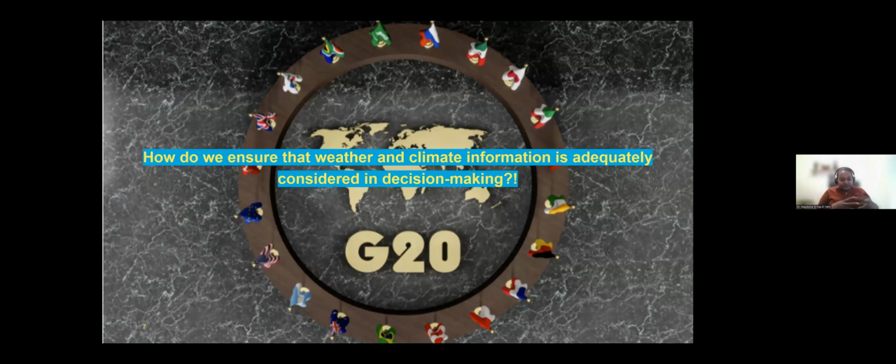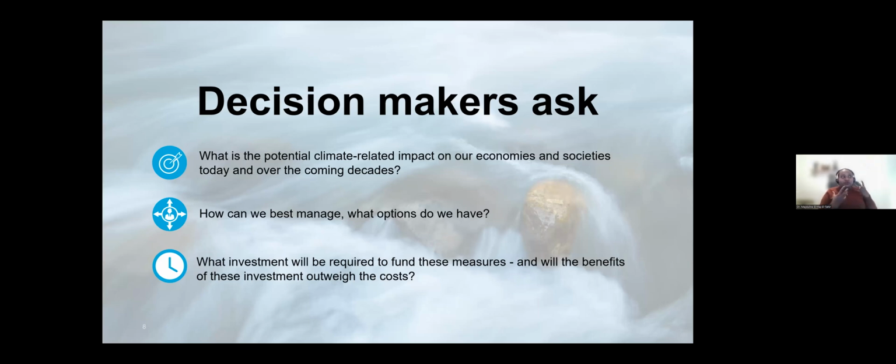Now we have all, for very many years, been saying that climate change is happening, and it has consequences, and it has a cost, and so on. But how do we actually ensure that the weather and the climate information is adequately considered in decision making? First of all, we need to address the matter. As scientists, we need to address the matter in a more practical way, and to try to address it in more economic terms and health terms, rather than in just general terms.